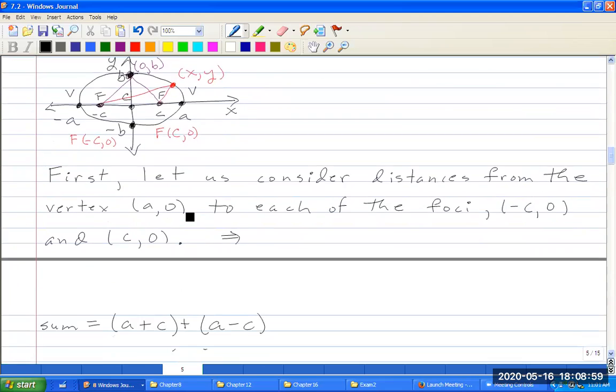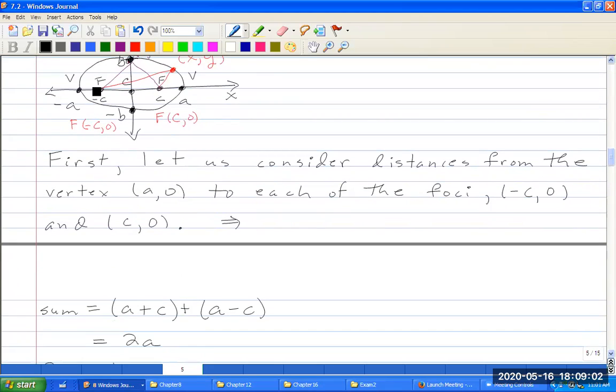Well, the distance here for this one is going to be a plus c. Let's look at this other distance. Well, this is a minus c. So it's a plus c plus a minus c. The c's cancel, so you just get 2a.